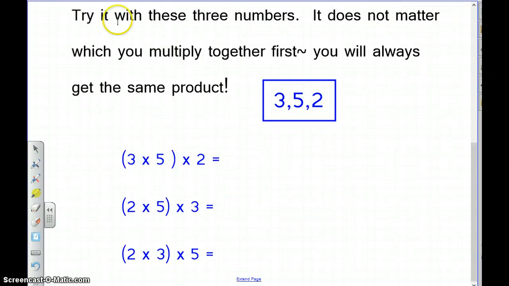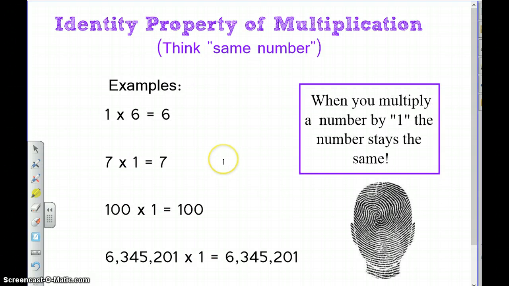Okay, here's your problem. Our next property is called the identity property of multiplication. Okay, when you think of identity, think the same number. So when I think of identity, I think of myself. I'm always going to be me. I'm never going to change. I'm always going to be Miss Nielsen. So with this property, you're going to be looking at the identity of a number. And what the rule is, when you multiply a number by 1, the number stays the same. So the identity of that number will not change if you multiply it by 1.